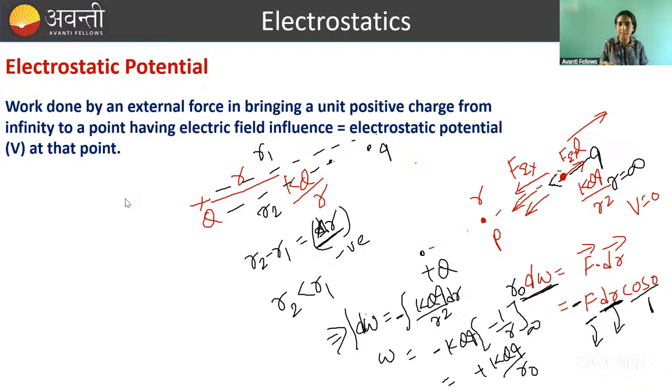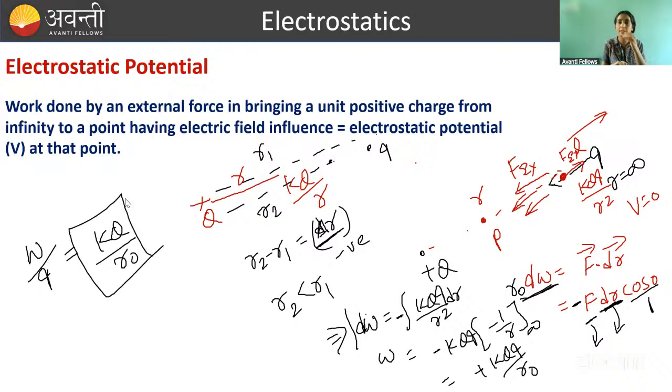So this is the work done by external force, and work done per unit test charge by external force is equal to potential at that point. So that will be equal to KQ by R naught. So this was the answer.